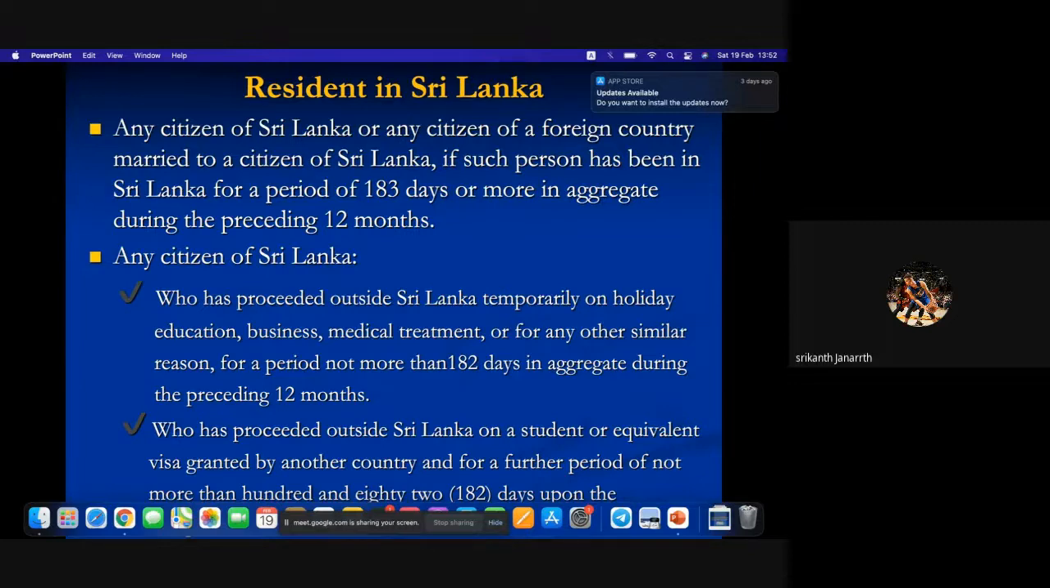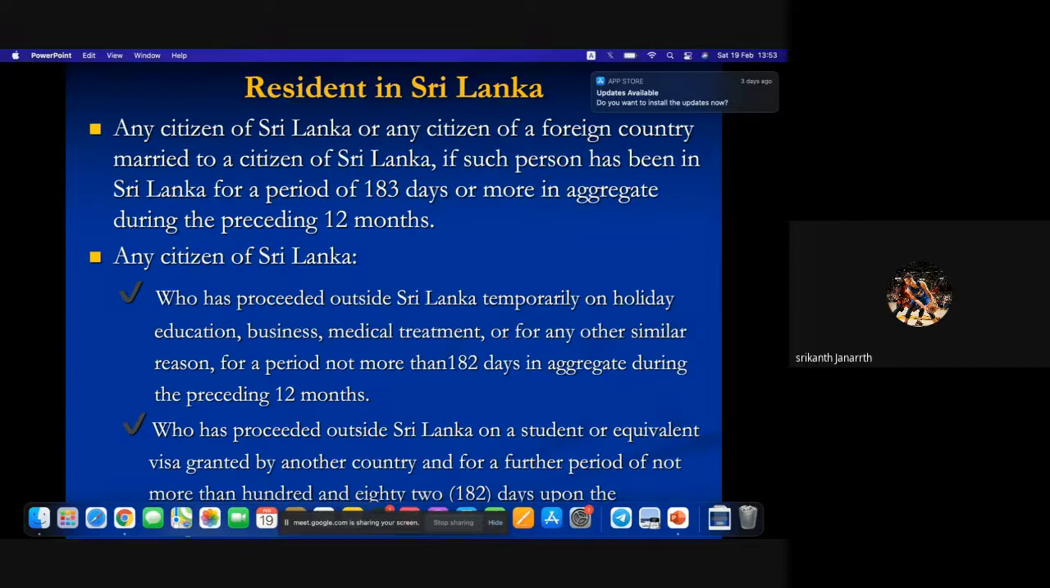Then, who proceeded outside Sri Lanka for temporary holiday, education, business. Anybody leaving Sri Lanka for a holiday, education, seminar, business or medical treatment, where you will be coming back to the country within 182 days, you are not going to stay more than six months in any country. When you go on a temporary visit and come back to Sri Lanka, you are a resident. Though you are physically not here for six months or less, you will be treated as a resident because you will come back to your own country, right? Those people are also residents.